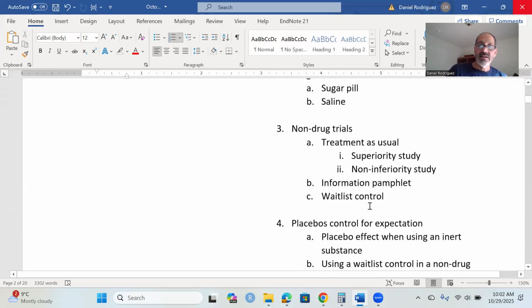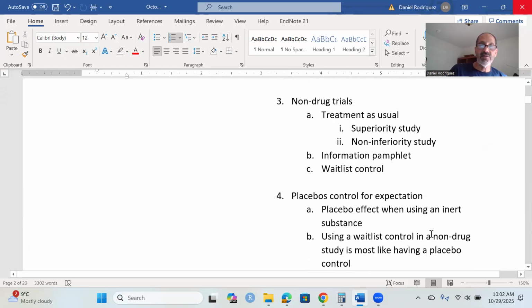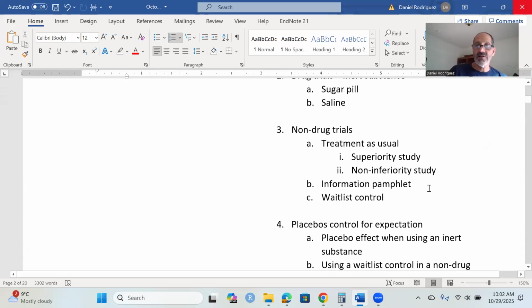The reason we have it is because we control for expectation, because people do expect something to work when they take it. So there's this nice biological effect of expectation. That's what we have to control for in these trials, and we want to see if our drug or whatever our treatment is works above and beyond what's expected.